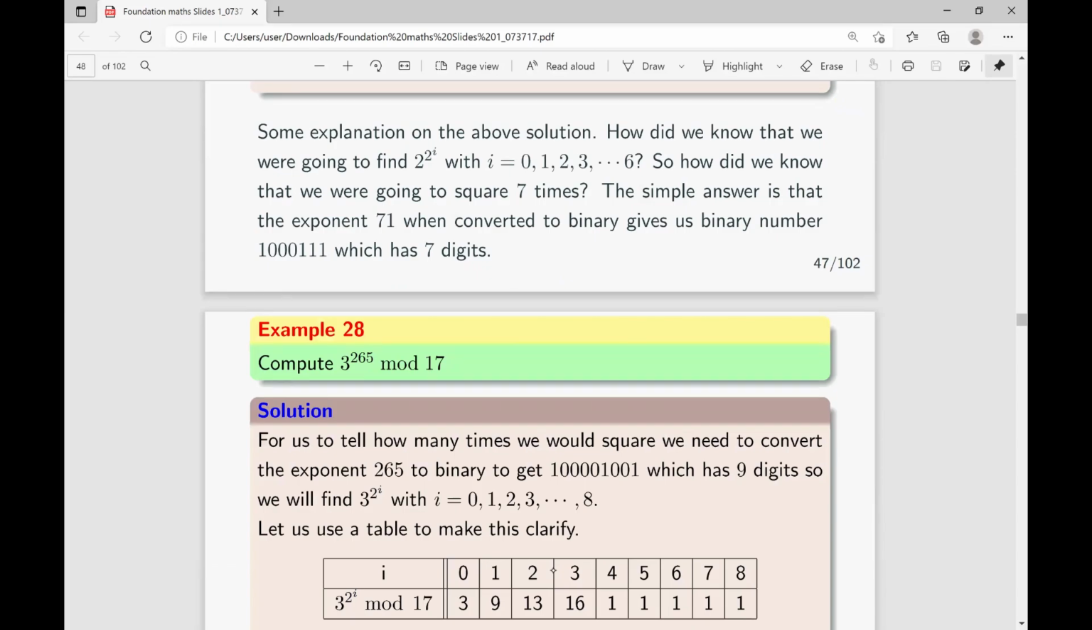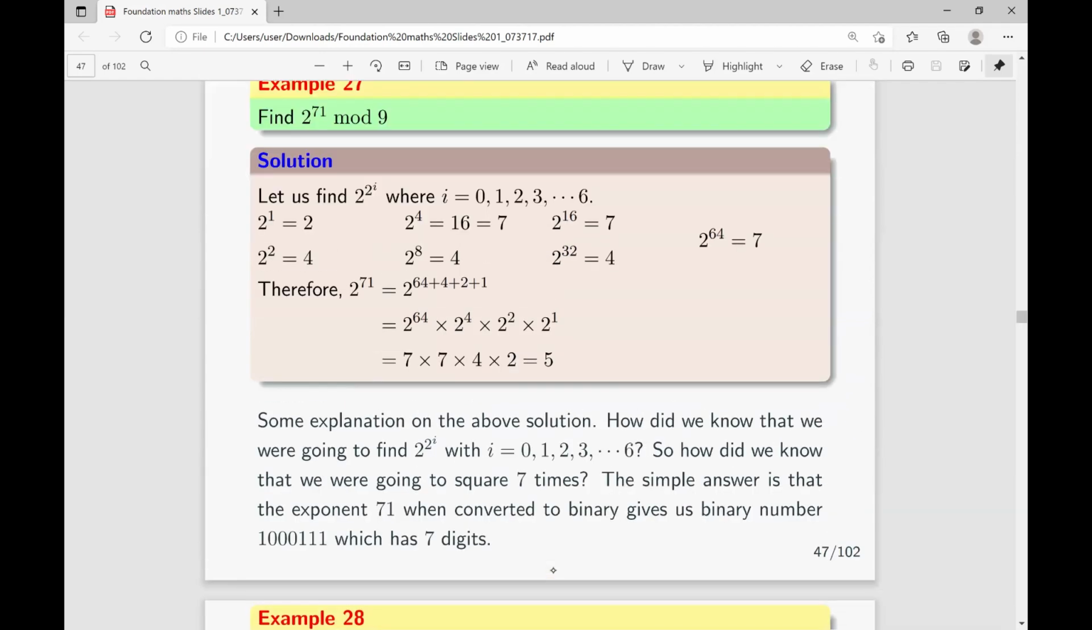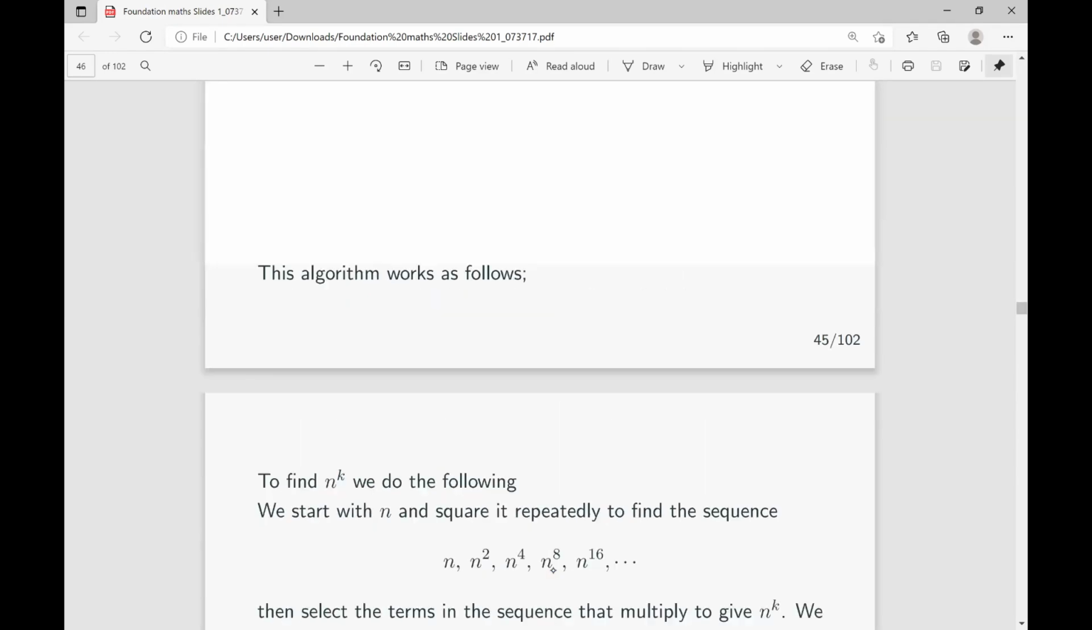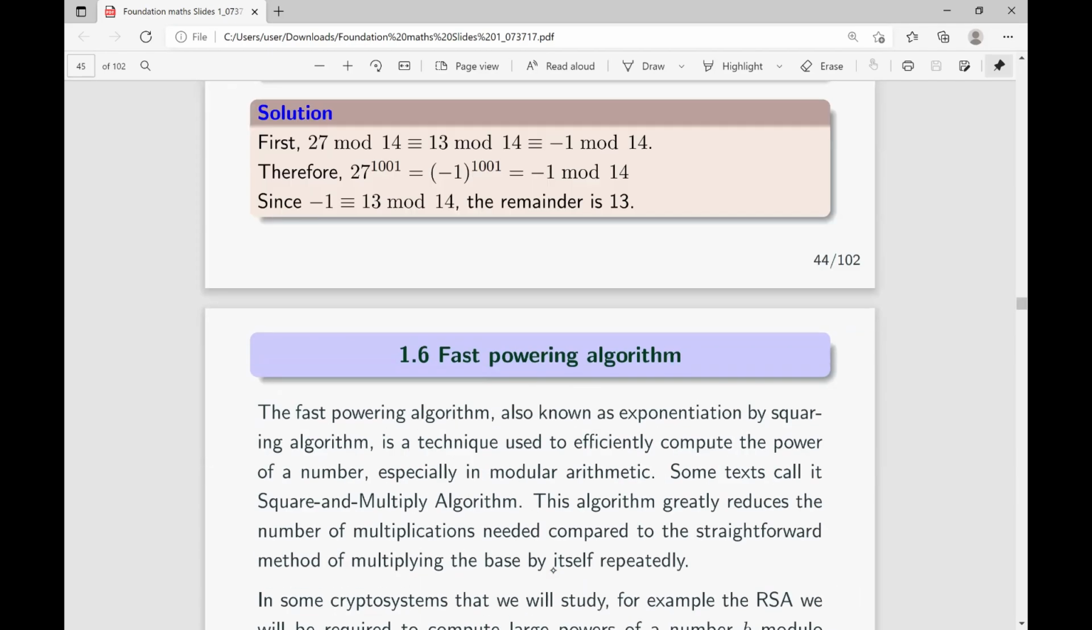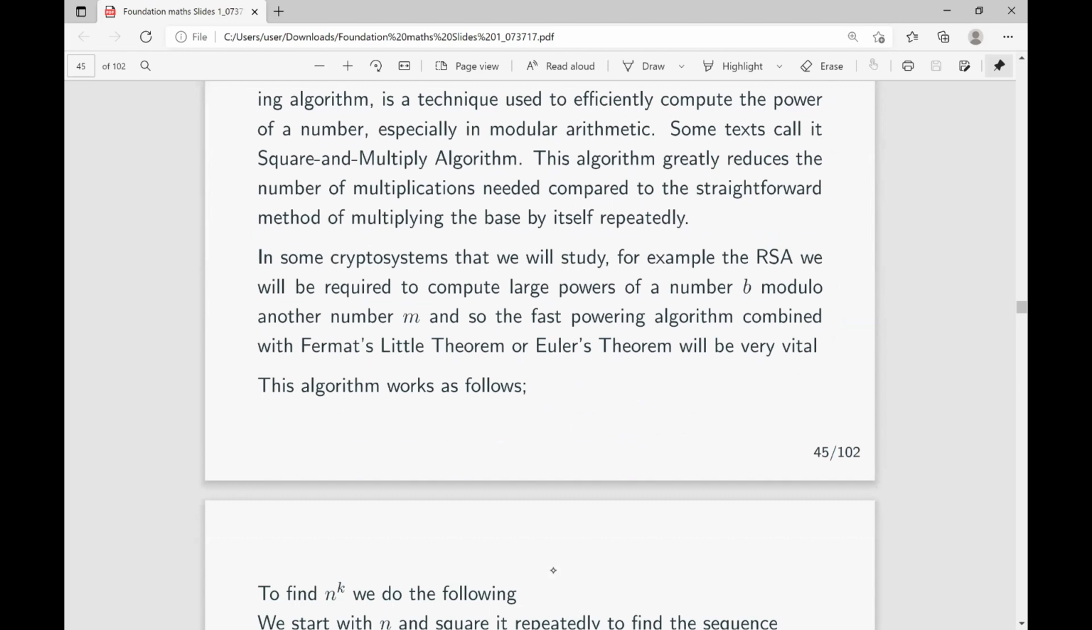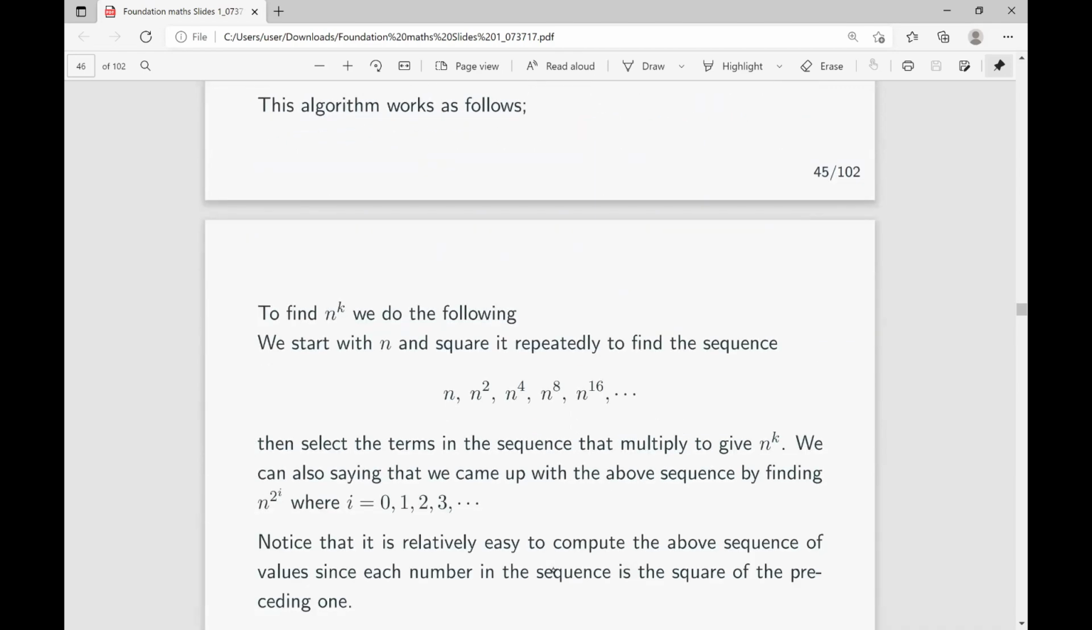So we were looking at modular universes last time, and we had looked first at the powering algorithm, which we use to find powers of numbers when the powers are higher. In this algorithm, we just square numbers. If the number is n, then we square n to get n squared. Then square n squared to get n raised to 4. Then square that to get n raised to 8, and so on. So this is the algorithm.